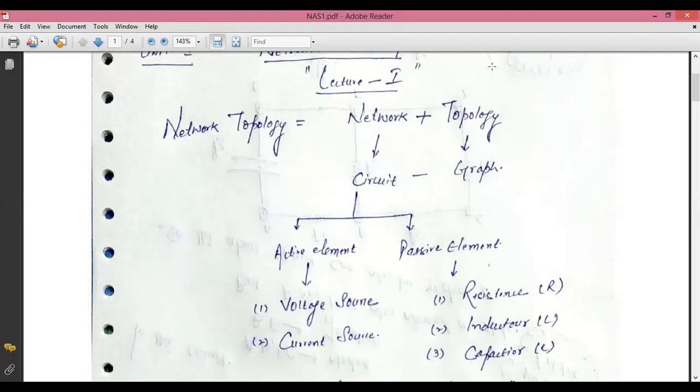Is it clear? So what do you mean by active element? Active elements are those elements which provide energy to the circuit, whereas passive elements are those elements which can use this energy. Is it clear?